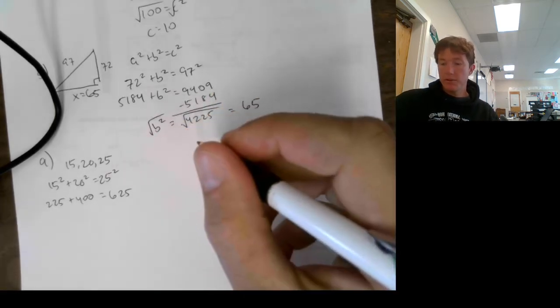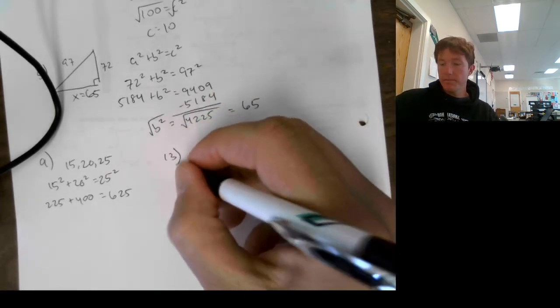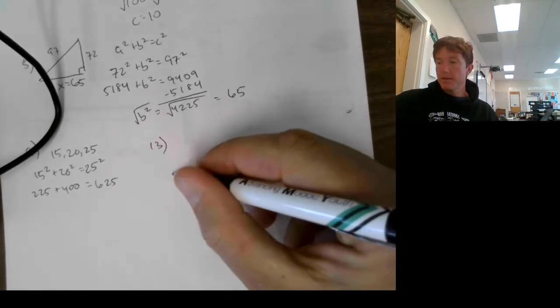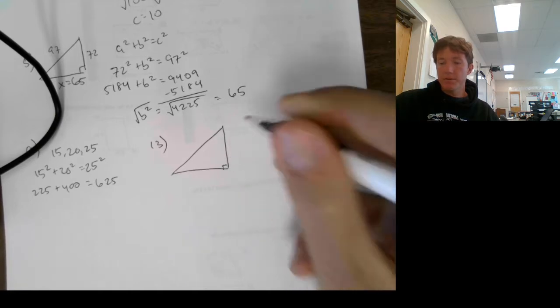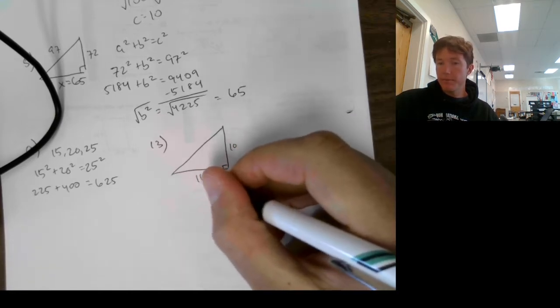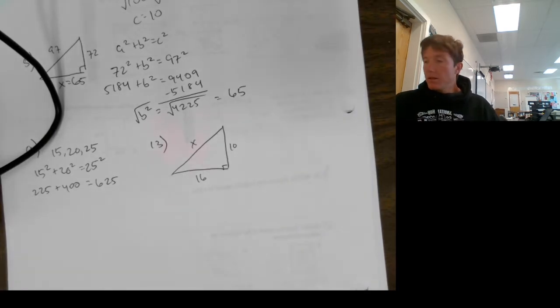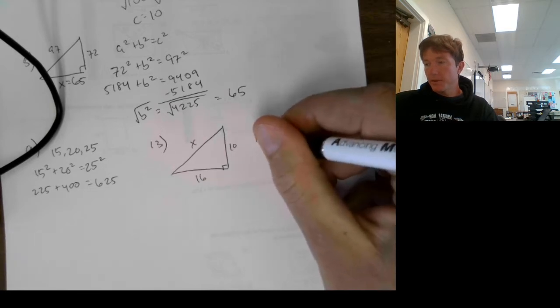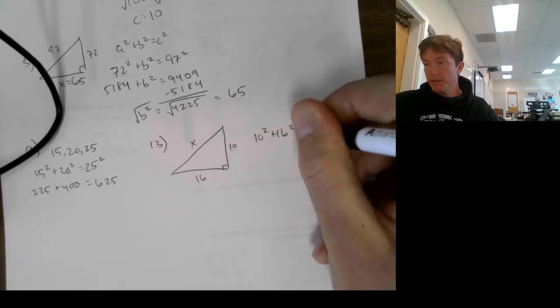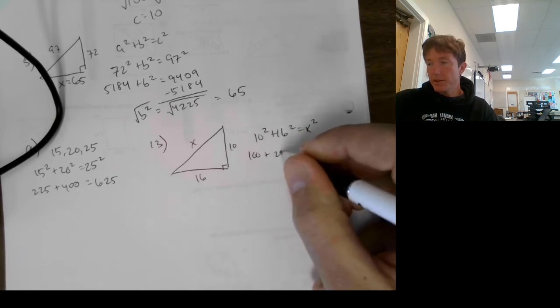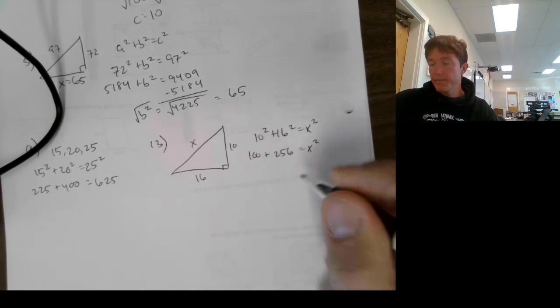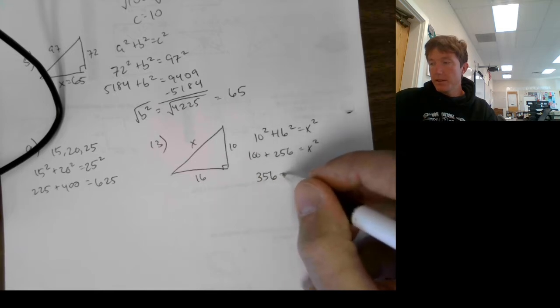Alright, let's move on to 13. This is find the value of x, leave it in most simple radical form. Okay, so we're going to use the Pythagorean theorem again. So this would be 10 squared plus 16 squared equals x squared. That's 100 plus 256 equals x squared. So that's 356 equals x squared.